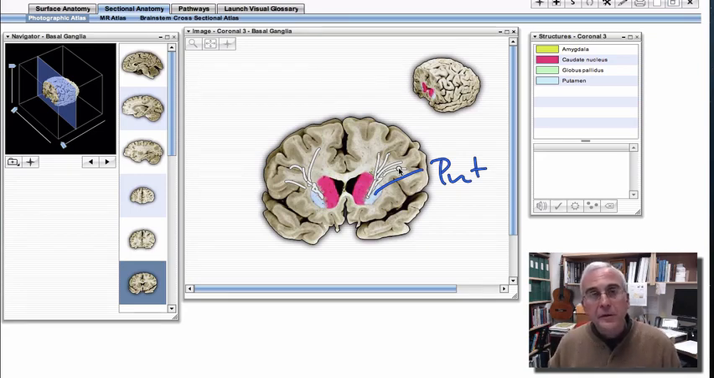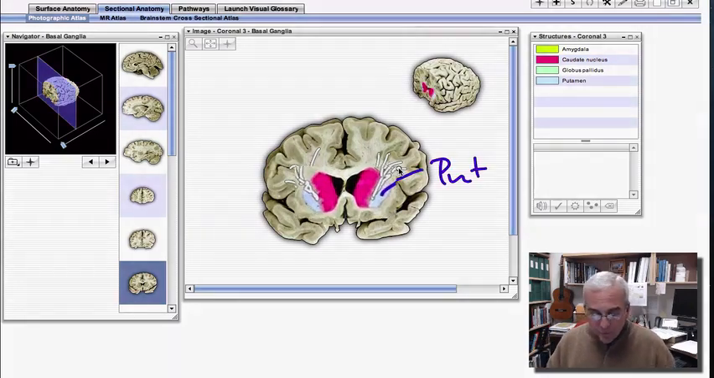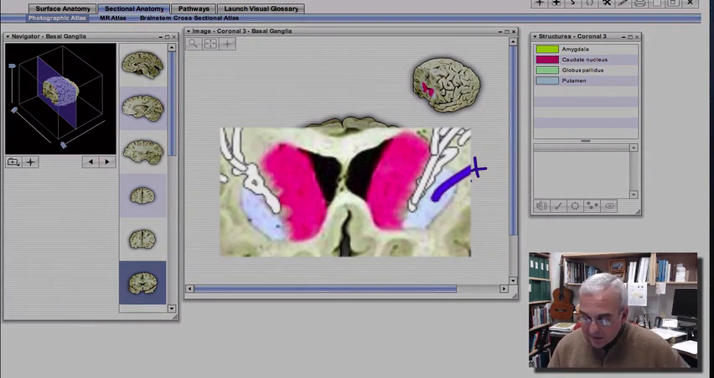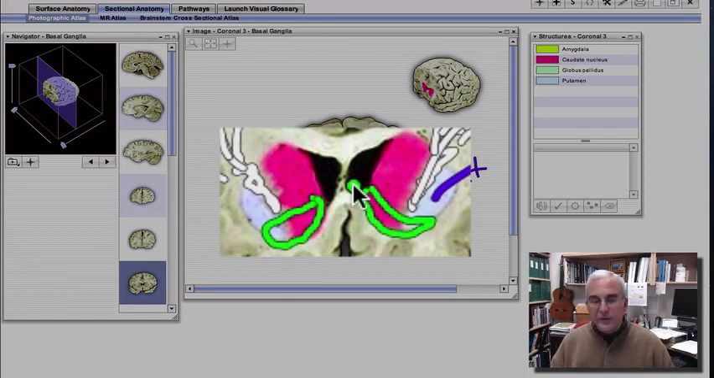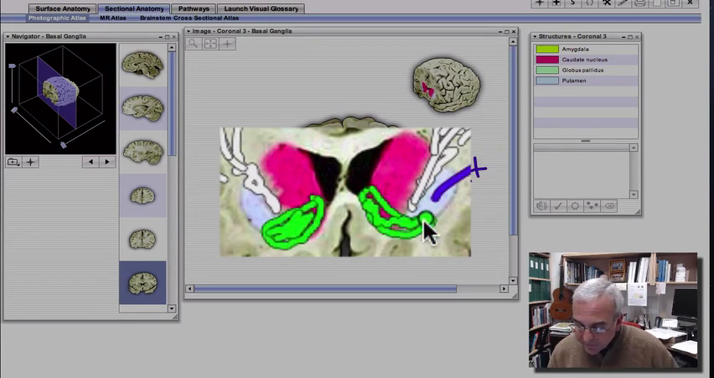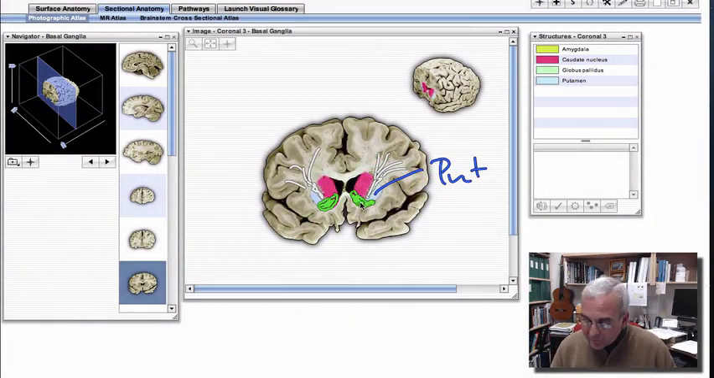Now, not labeled here in Sylvius, although we certainly could have, would be the nucleus accumbens. So let me just highlight that region. It's basically the ventral part of the striatum where the caudate nucleus and the putamen wrap around and come together just inferior to this anterior limb of the internal capsule. So this is roughly where we would find our nucleus accumbens.